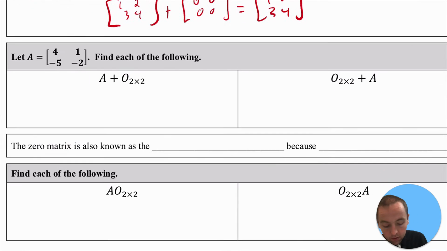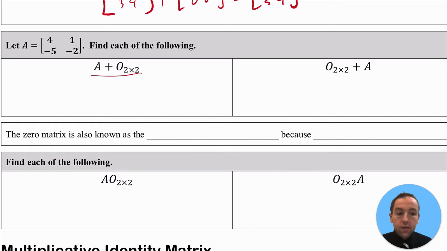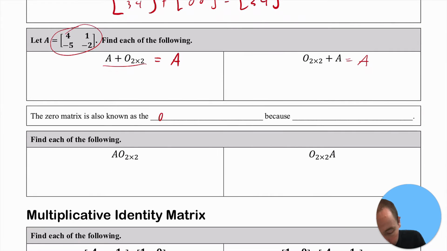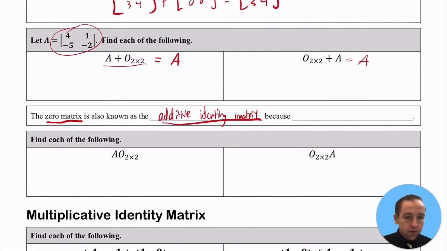If we were to do A plus the 0 matrix, of course, that's just going to equal A, which in that case would just be 4, 1, negative 5, negative 2. And the same thing would be true if you reversed it. So I do want to note that the additive identity matrix is also known as the 0 matrix because it contains all zeros inside of it.